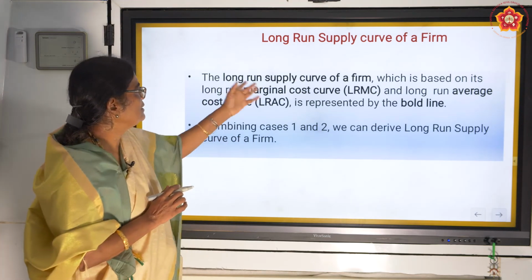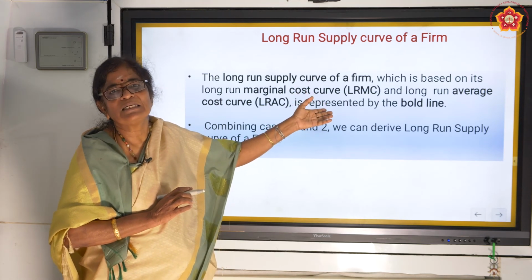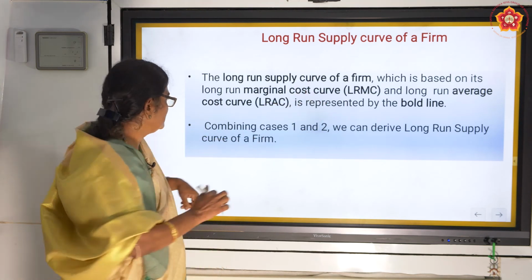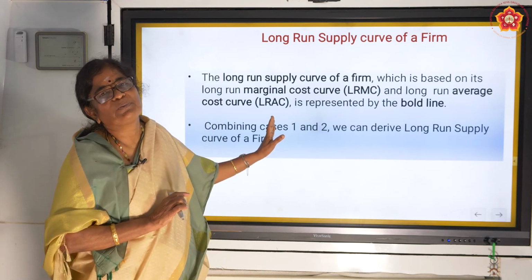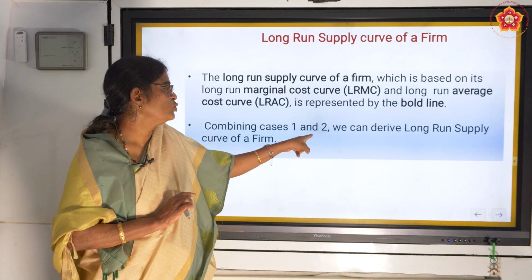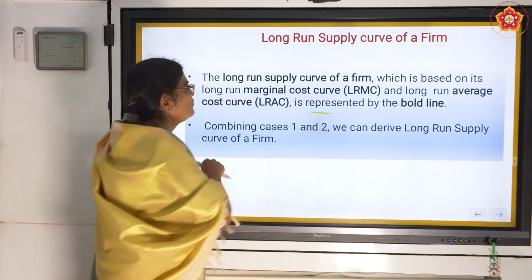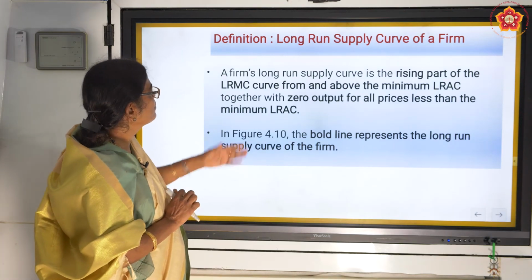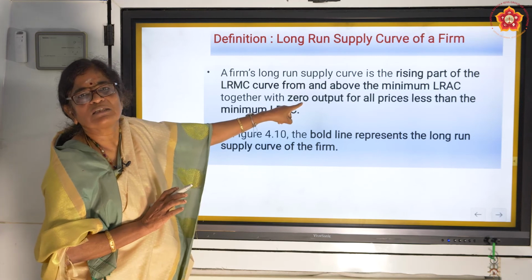Therefore, what they are telling is that the long run supply curve is determined with the help of two curves. One is LRMC, the other one is LRAC. Now, combining our two cases, case 1, that is P1 greater than LRAC, and case 2, P2 less than LRAC, we are going to finally define our supply curve. This is the definition for the long run supply curve of a firm.